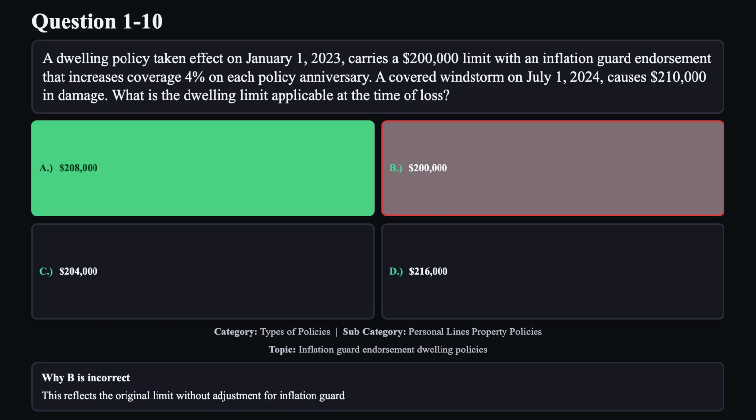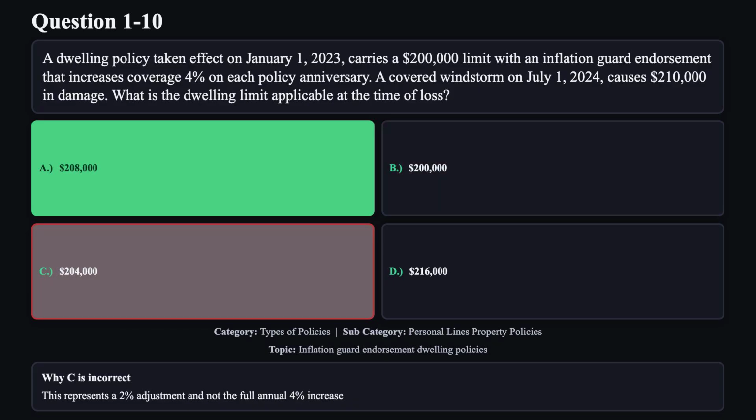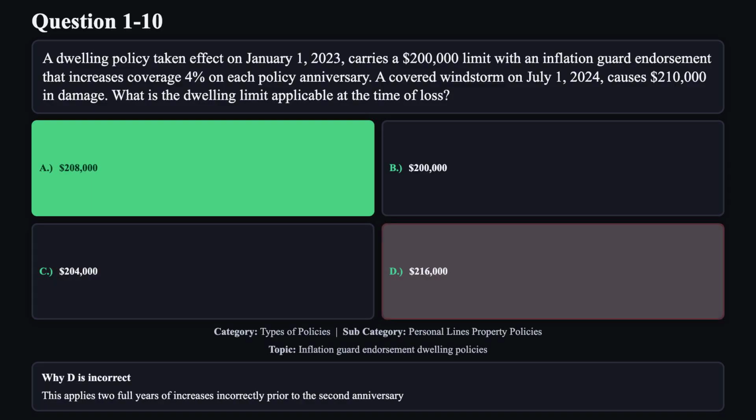Reason B is not correct. This reflects the original limit without adjustment for inflation guard. Reason C is not correct. This represents a 2% adjustment and not the full annual 4% increase. Reason D is not correct. This applies 2 full years of increases incorrectly prior to the second anniversary.